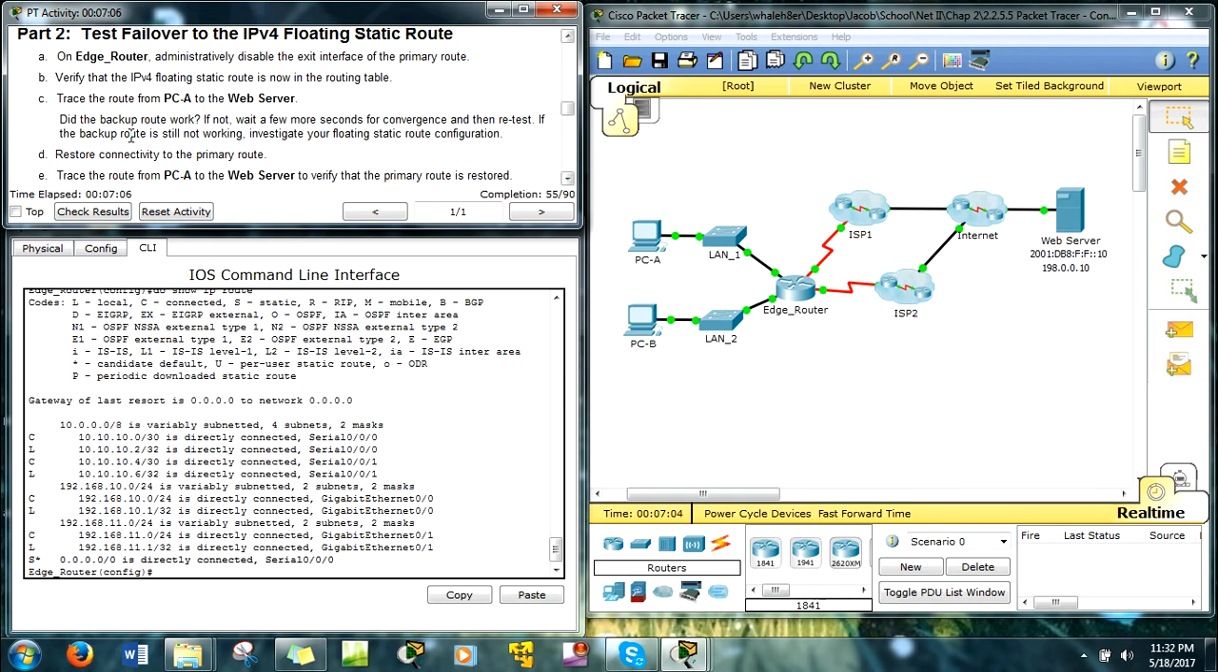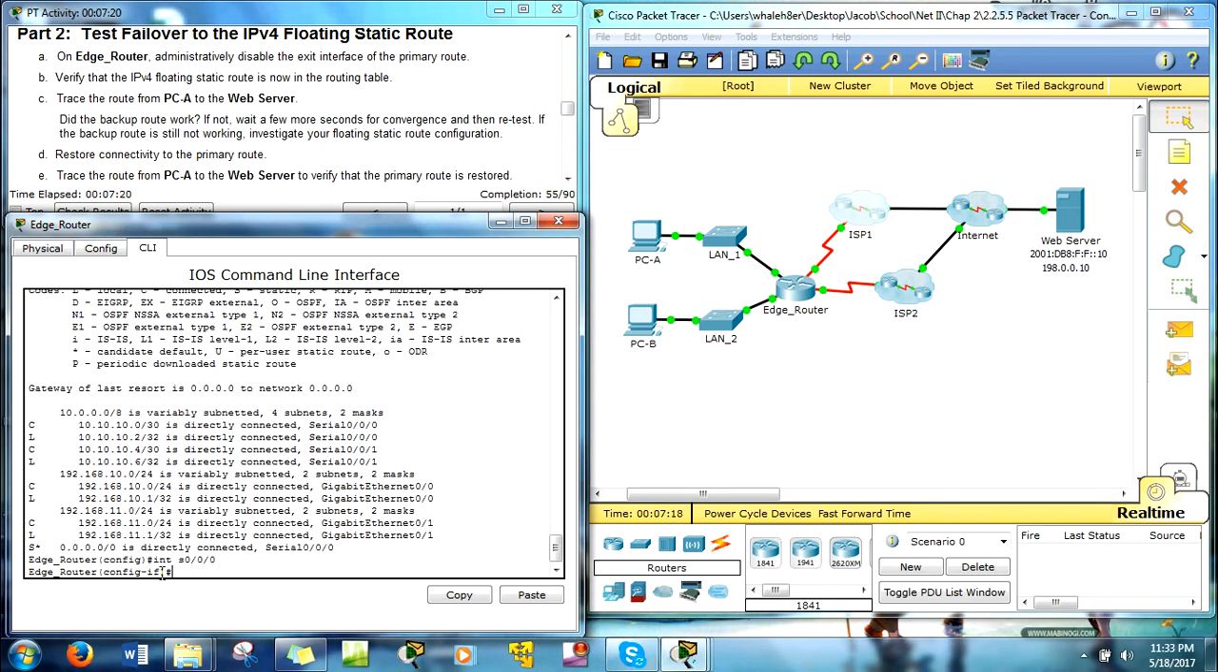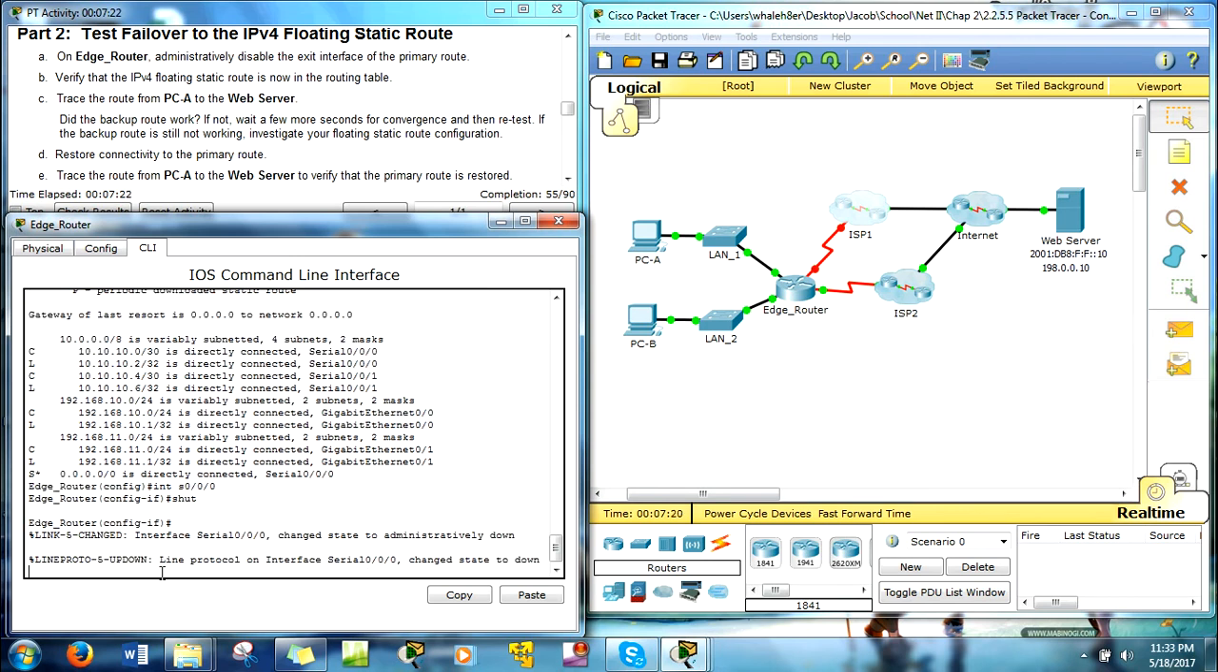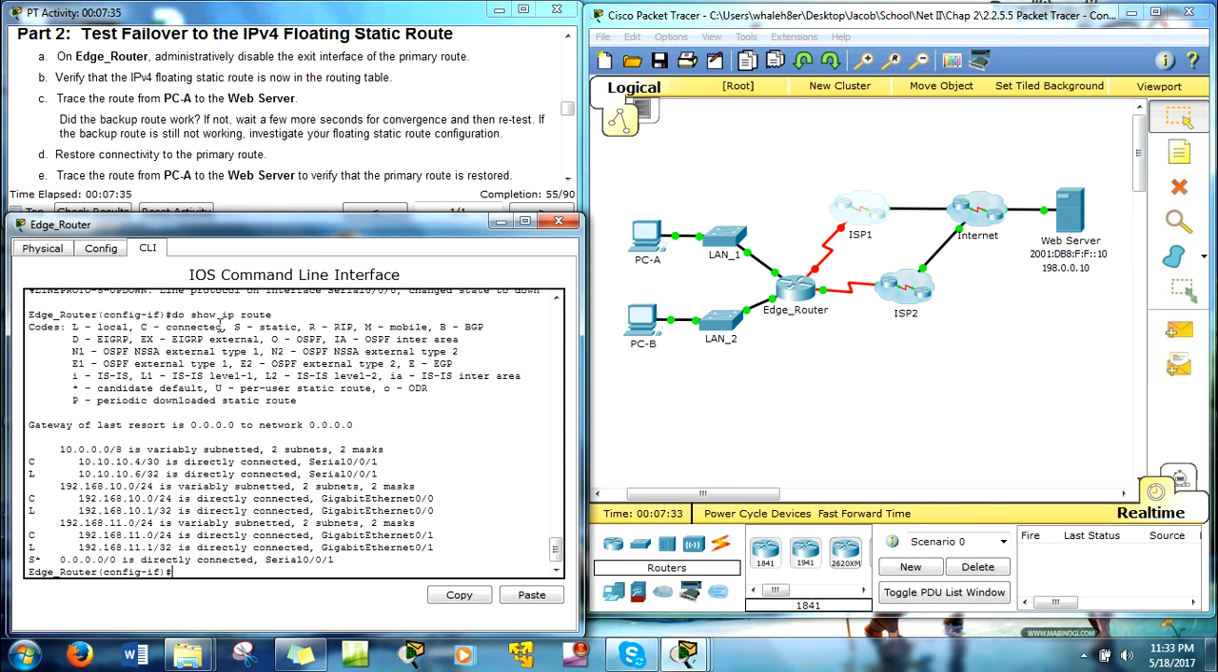On the edge router, administratively disable the interface of the primary route. Which one's the primary route? You got it, this one. So we're going to go to that interface S0, and we're going to shut her down. Shutdown. So we notice this went red. Let's pull up the do show routing table.